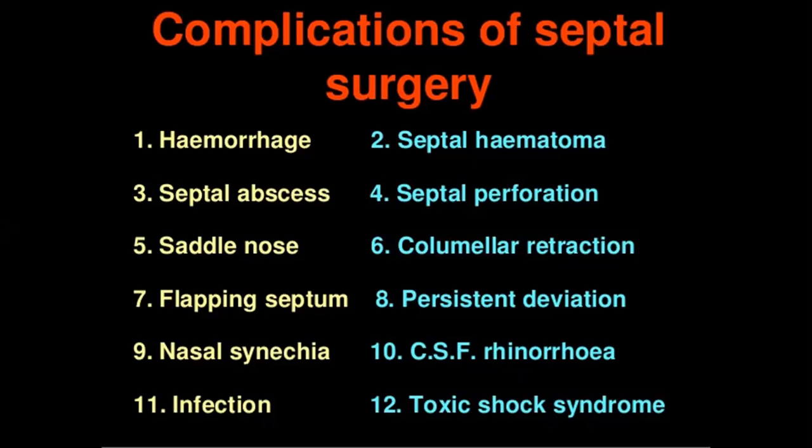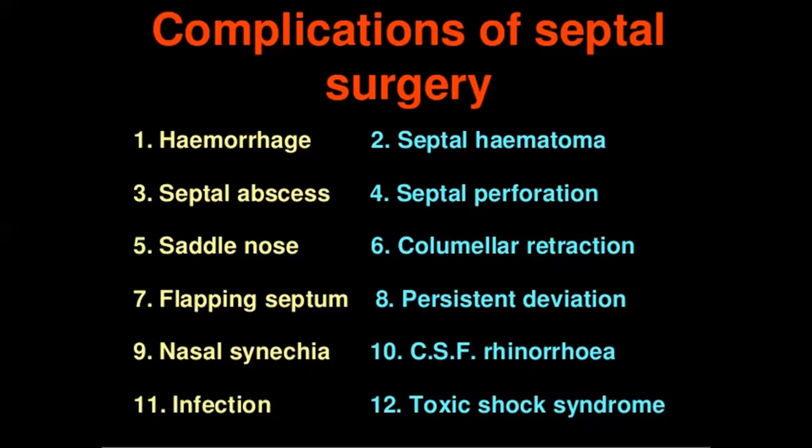And if the abscess is not treated properly, it can damage the bone. It can cause perforation. Septal perforation will be there. If perforation is there, a nasal deformity like this, saddle shape, will be there. Then the columella, this lower part where I am touching, is known as the columella. That is made up of skin. The columella will be retracted back. Then flapping of the septum, septal flaps would be there. Then recurrent deviation would be there. Then nasal synechiae will be there. Then CSF rhinorrhea, if damage is there to the roof of the nasal cavity where you have the cribriform plate. From there CSF can leak out, infection can be there, and toxic shock can be there. So these are the complications of surgery.